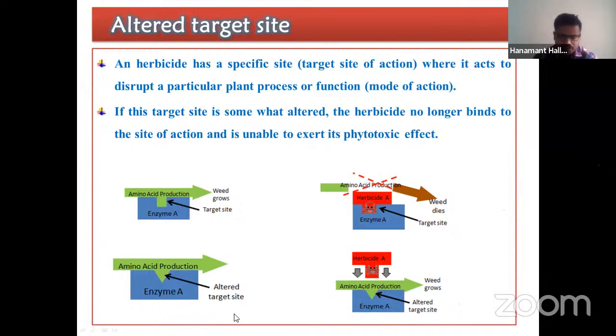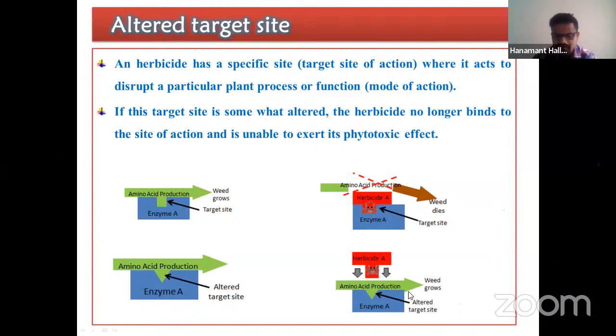So if you look at the altered target site, enzyme A is responsible for amino acid production. Okay, but here also if you apply the herbicides, what will happen? The target site will be changed. Slight change in the target sites. So in case of herbicide application, if there is a slight change in the target site, the weeds will not die. Weeds will continue to grow because here plants themselves alter the site of action.